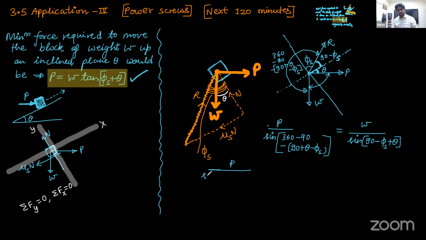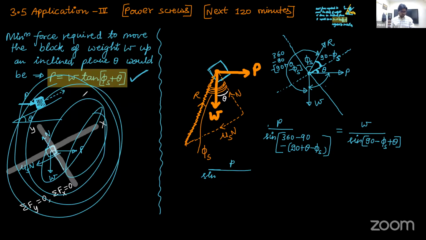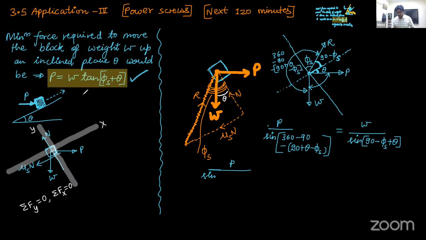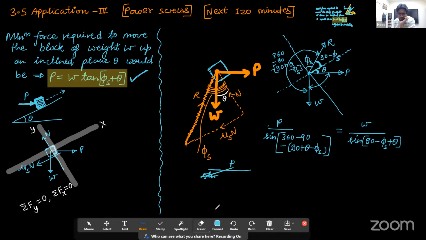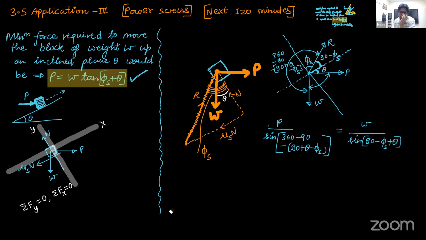Of course, this is a little tricky method, and that's why initially I solved it using sigma fx, sigma fy only. I did not approach it using this method initially, but I just want you to have all weapons in your pocket. You should have all weapons in your pocket, isn't it? So P upon sine 360 minus 180 becomes sine 180 plus theta minus phi s.